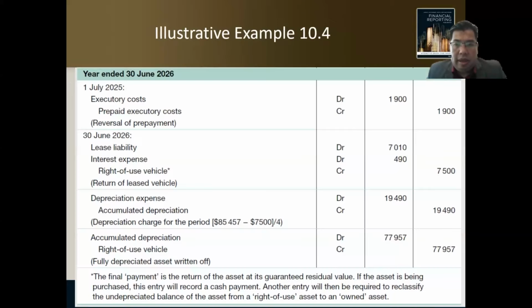And finally, in the last year, we're going to pay the 7,500. I'm going to debit here 7010, meaning this is the settlement of your liability. Your interest expense is 490, and I'm going to credit here right of use asset 750. Depreciation amount will be the same, 19490, and now we offset since it is the end of the useful life. So we're going to offset our accumulated depreciation with the right of use asset.